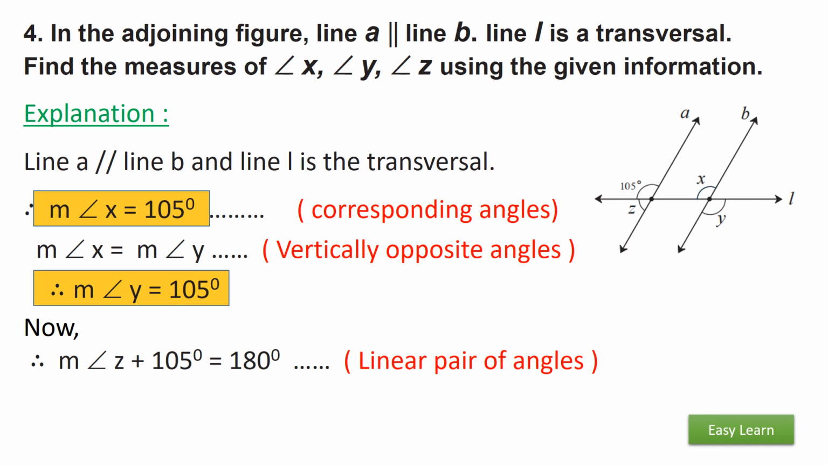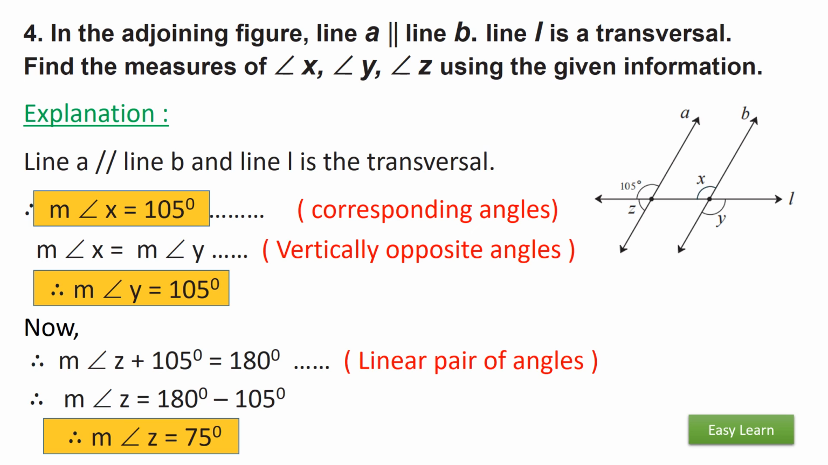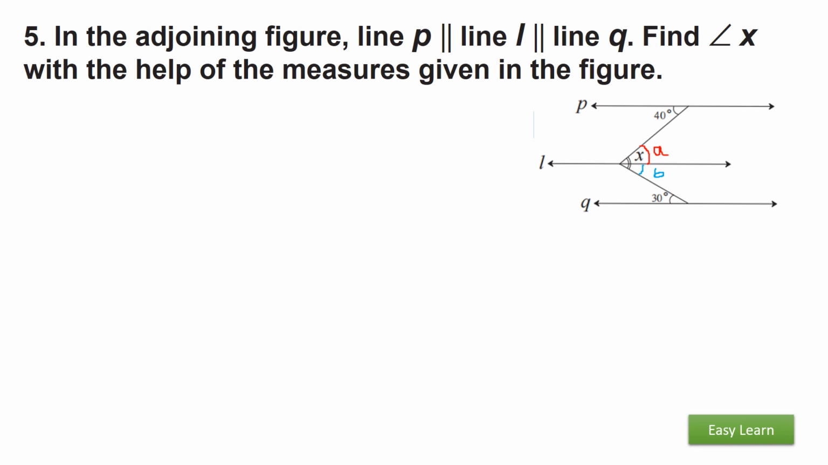Now, measure of angle Z plus 105 degrees is equal to 180 degrees. It is a linear pair of angles. Therefore, measure of angle Z is equal to 180 degrees minus 105 degrees. Therefore, measure of angle Z is equal to 75 degrees.